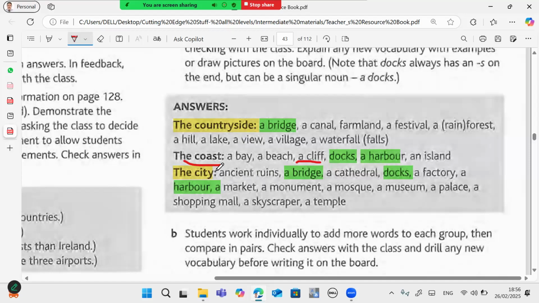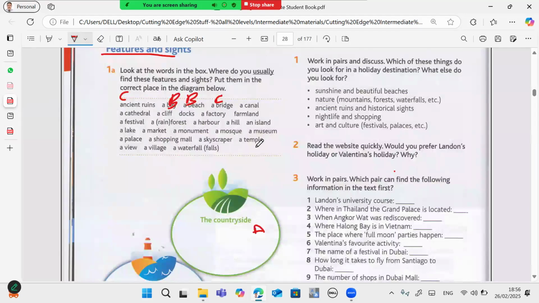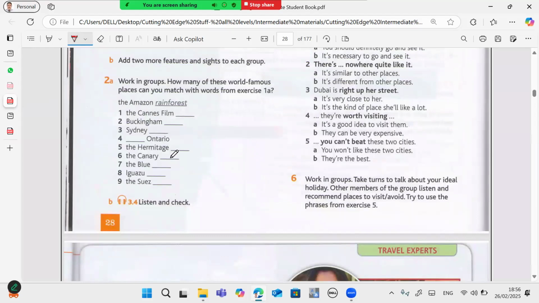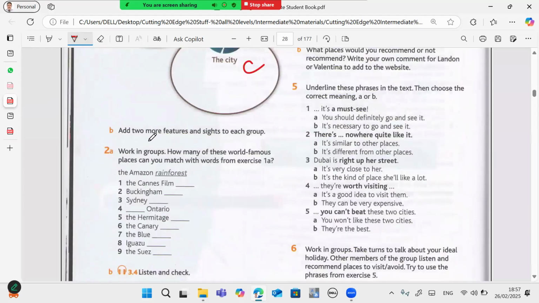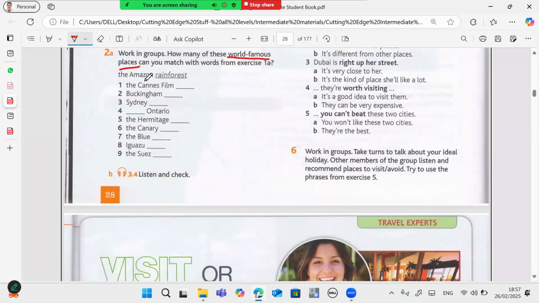Okay. What else? Any other questions? No, teacher, thank you. Okay. Now let's move to the second one. Here, working. How many of these world famous places can you match with the words in exercise 1? The Amazon rainforest.